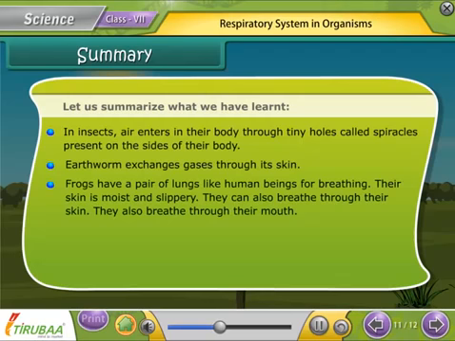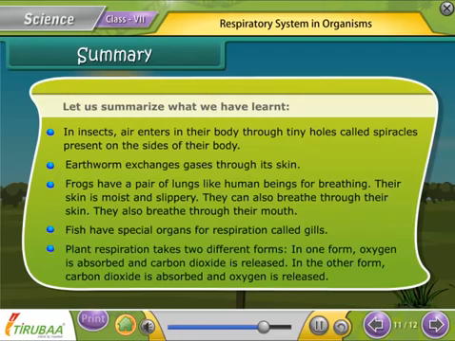Frogs have a pair of lungs like human beings for breathing. Their skin is moist and slippery. They can also breathe through their skin. They also breathe through their mouth. Fish have special organs for respiration called gills. Plant respiration takes two different forms. In one form, oxygen is absorbed and carbon dioxide is released. In the other form, carbon dioxide is absorbed and oxygen is released.